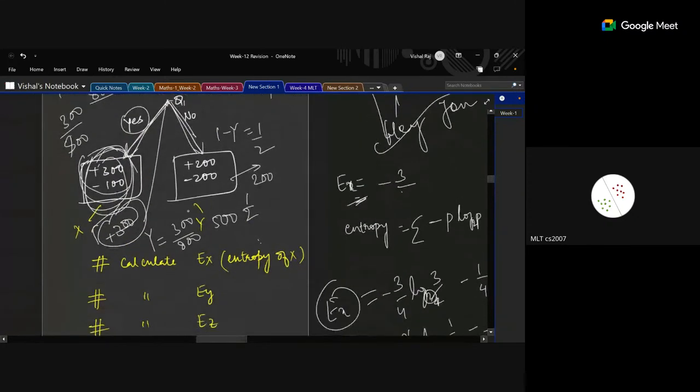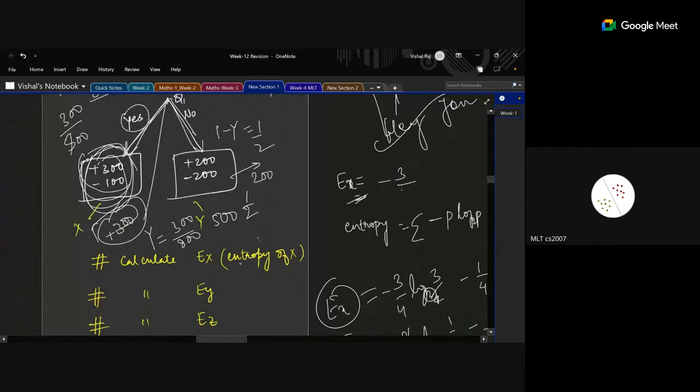If you have to calculate the entropy of X, it's a basic, simple formula. You just calculate the summation of minus P log P, with the P calculated for each label. For example, for the positive class the probability is 3/4, so you have minus 3/4 log 3/4, and then you add the other part. For the negative class, the probability is 100/400, which is 1/4, log 1/4. Then you can calculate the entropy for X. Similarly, you can calculate the entropy for Y.